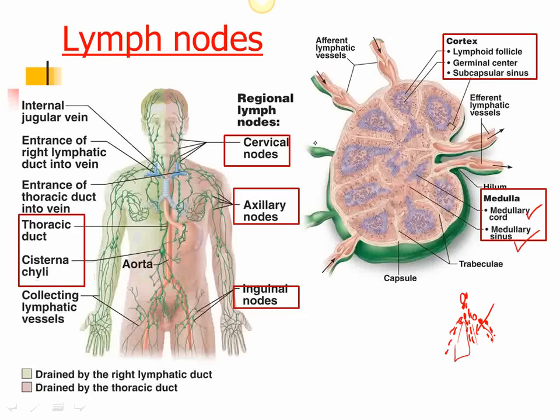This helps because lymph first comes in, passes through the subcapsular sinus, then passes through the cortex, then it goes into the medulla in the sinuses. So it collects in all these areas, making the lymphocytes come in contact with anything that needs to be taken care of before the lymph exits. Okay? So this is the structure of a lymph node in cross section.